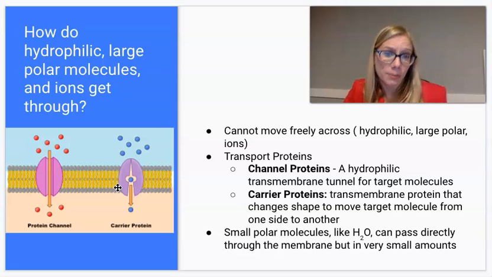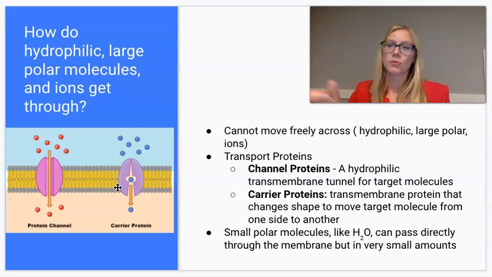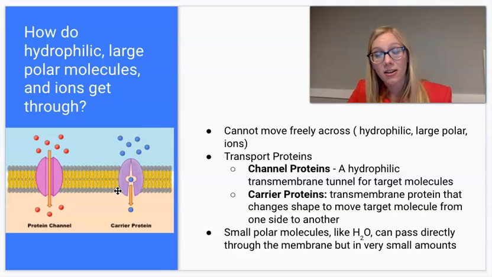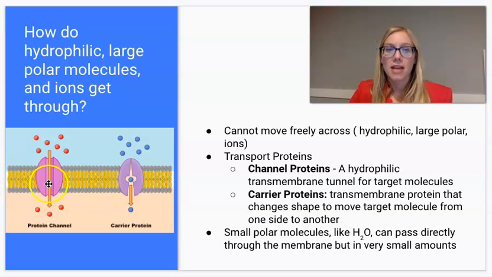And small polar molecules like water, which is just H2O, we think about as kind of small. Well, some water molecules can actually pass directly through the cell membrane because they are small. But when we think about water, we talk about it being polar, right? And we know that a huge part of the cell membrane is actually hydrophobic. It doesn't like water. So not too much water can actually fit through here. And there's going to be a special type of protein that can move water through called an aquaporin that we will talk about later.